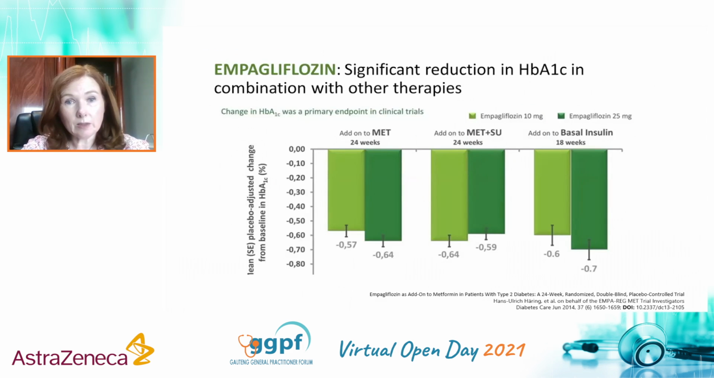Empagliflozin showed similar results, and here the slide shows particularly with metformin and sulfonylurea, as well as basal insulin. But studies have also shown that in combination with DPP-4 inhibitors, empagliflozin also provides good further lowering of HbA1c.